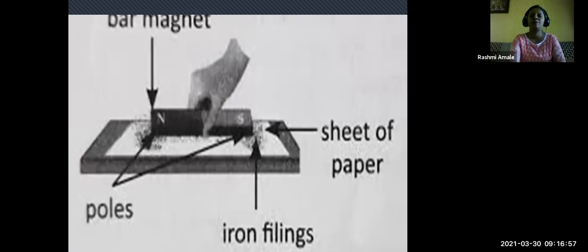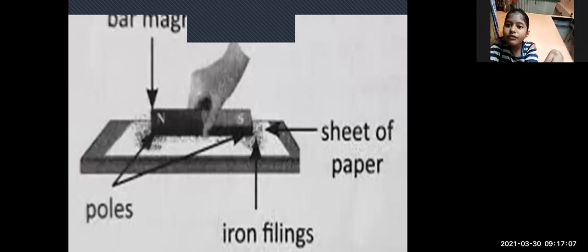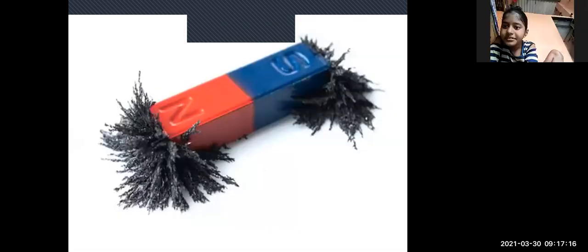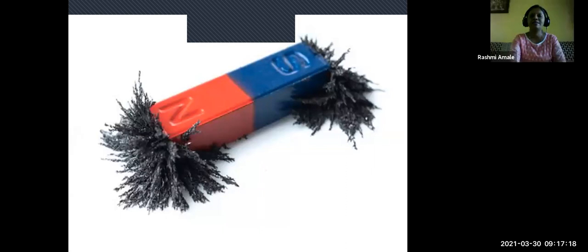Iron filings are spread on a sheet of paper and a bar magnet is moved over it. So what will happen? The iron filings are attracted to the two poles of the bar magnet. So you will observe in this experiment that most of the iron filings get attracted towards the poles.